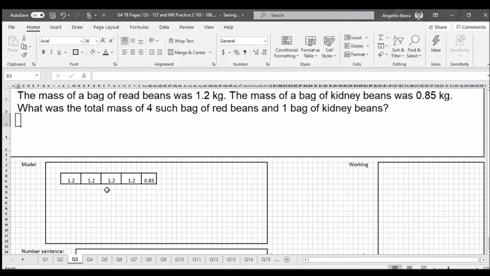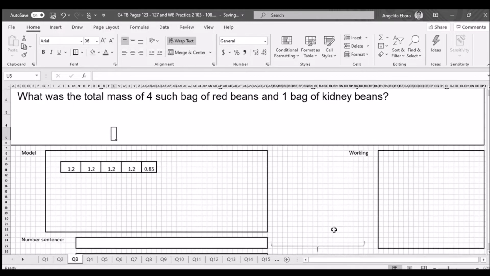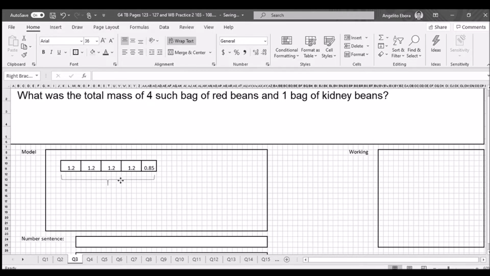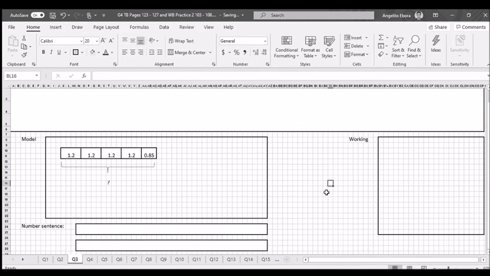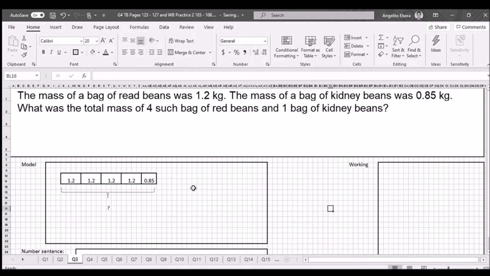Okay. So it says total. If we're talking about total, we just add all of this. So question mark here because we don't know the total. Okay. So you can add all of this, 1.2, 1.2, 1.2, 1.2, together with 0.85, and that's the answer. Or you may multiply 1.2 times 4, then add the 0.85 later.